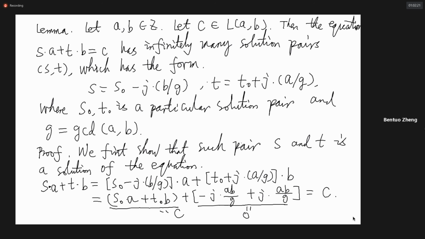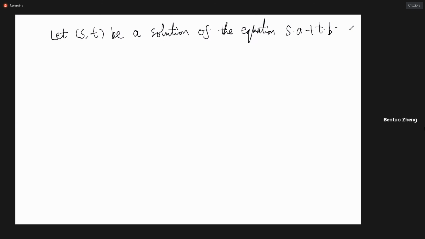All right, so let S, T be a solution of the equation S times A plus T times B is equal to C. And we also know that S0, T0 is a particular solution, so we know that S0 times A plus T0 times B is equal to C.